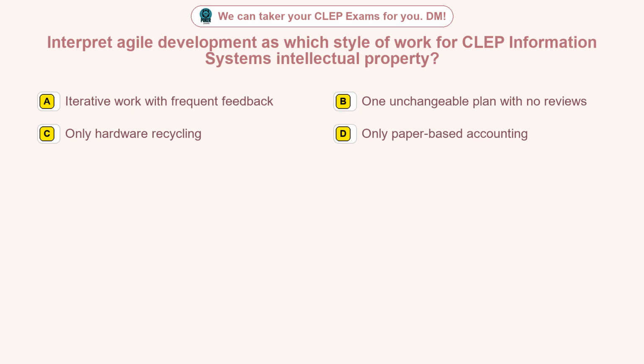Question 70. Interpret agile development as which style of work for CLEP Information Systems intellectual property? Option A. Iterative work with frequent feedback. Option B. One unchangeable plan with no reviews. Option C. Only hardware recycling. Option D. Only paper-based accounting. The correct answer is option A. Iterative work with frequent feedback.